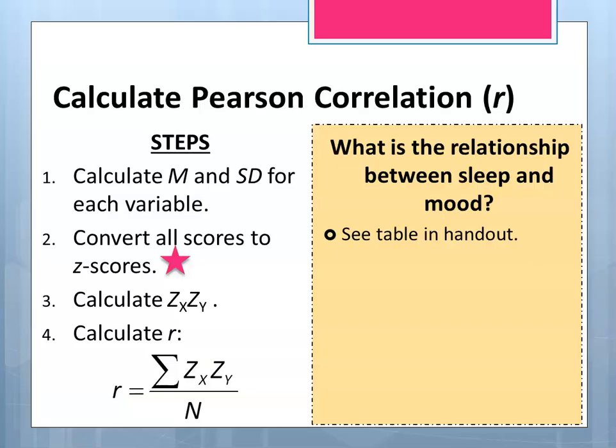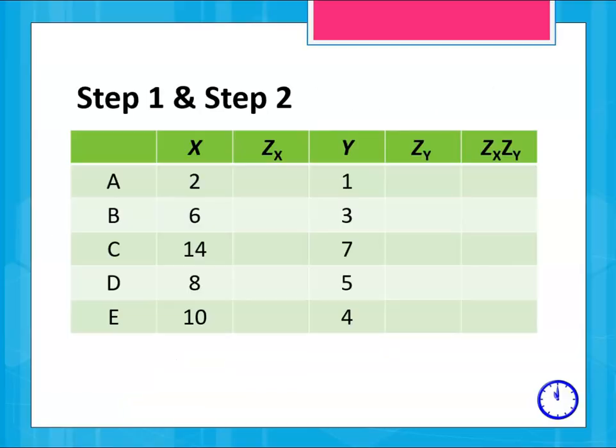This week's lecture example asks, what is the relationship between sleep and mood? A researcher asked n equals 5 students how many hours of sleep they got last night and how happy they feel on a scale of 0 to 8. Sleep is considered the X variable and mood is considered the Y variable. Please see the table in the lecture handout for the data. The data for this lecture example is provided in the table in your lecture handout.